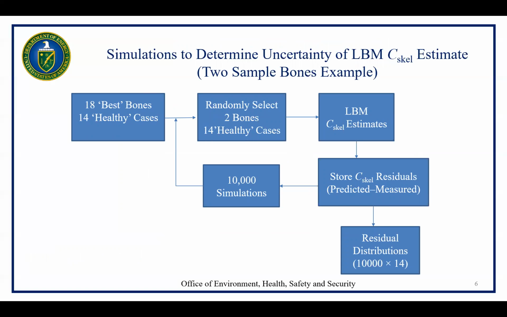This diagram explains a simulation approach developed to determine uncertainty of the LBM skeleton concentration estimate using 2 sample bones as an example. From the 14 healthy cases and 18 best bones dataset, randomly select 2 bones as a sub-dataset. Then by fitting the latent bone model for the sub-dataset of 14 cases and the 2 bones, skeleton residuals for each case were calculated and stored. Note that the residual is the difference between LBM predicted and measured skeleton concentrations. This process was repeated 10,000 times to obtain the residual distributions for each case.